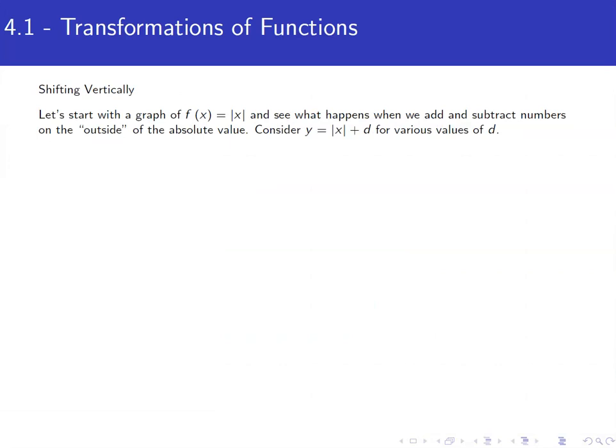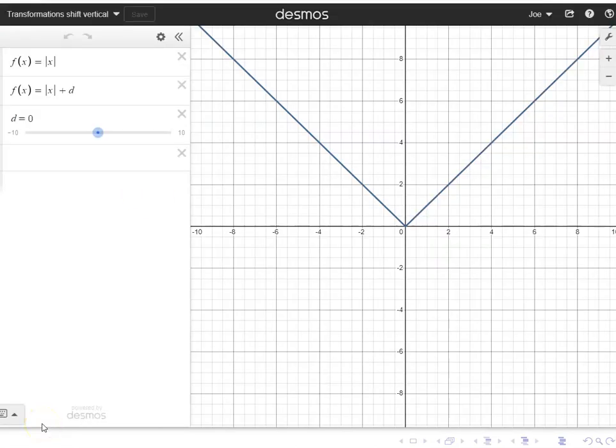Now that we've seen what a number does on the inside of a function if we add or subtract it, let's see what happens when we add or subtract a number on the outside of the function. So in this one, let's look at a specific example. Let's start with the graph of f of x equals the absolute value of x, and let's see what happens when we add or subtract numbers on the outside of that absolute value. So for example, if we have the absolute value of x plus d for various values of d, let's see what happens. Again, switching over to the graphing calculator.